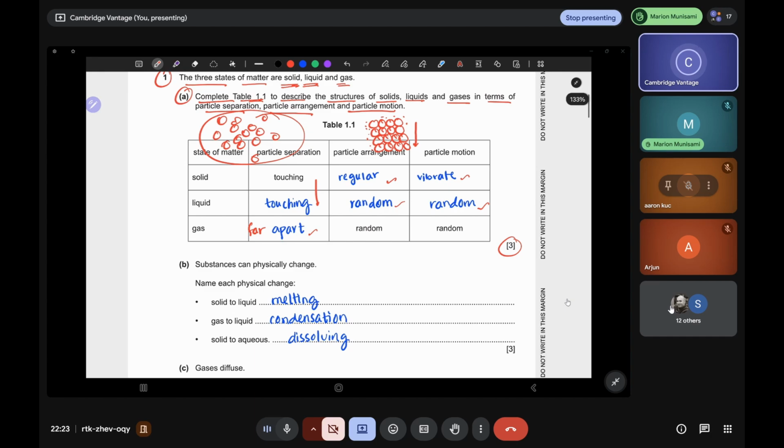And then we move on to B. B is very easy, I would say. Substances can change physically, name each physical change. So they just ask you to state the name of solid to liquid, which we know should be melting, because we have studied science in junior levels as well. From gas to liquid should be condensation. And from solid to aqueous, this one might be new for some of us. We say that that one is dissolving, or you can even write dissolution. I would personally write dissolving. It's easier that way.